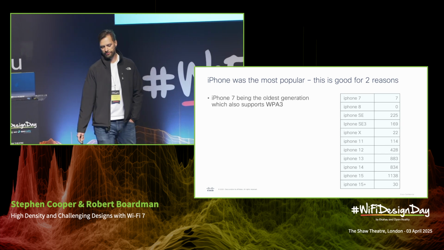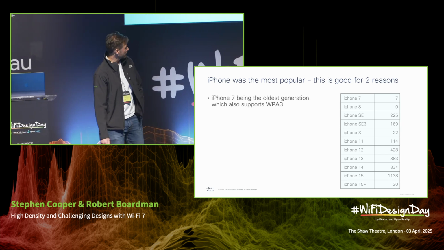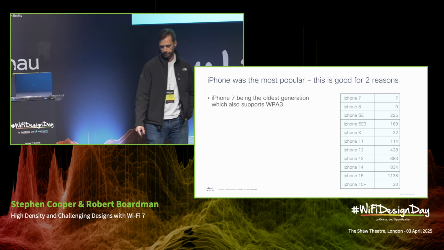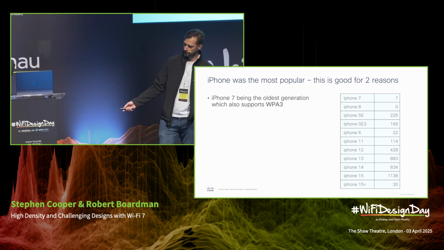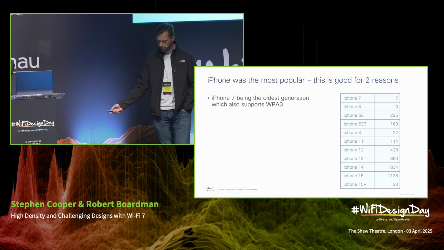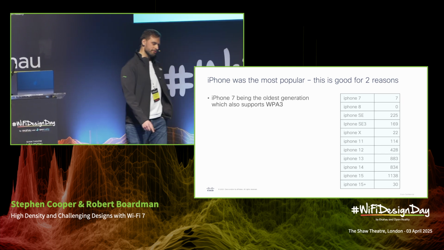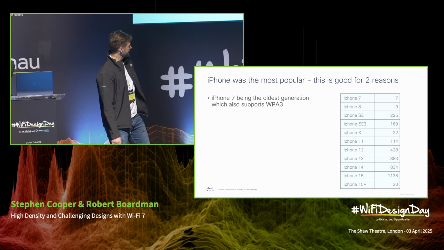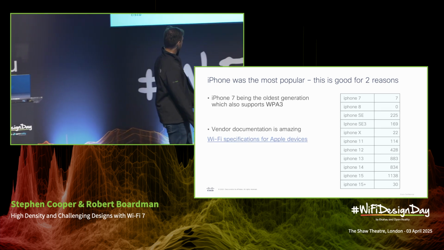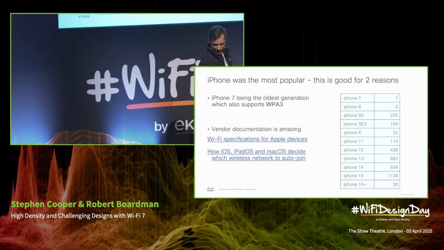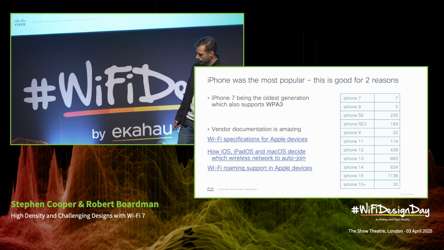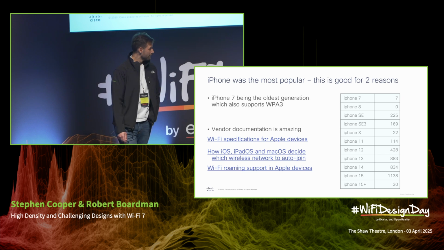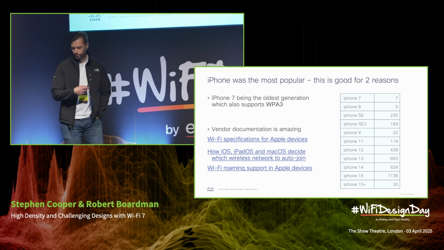iPhone 7 was the lowest generation that we have seen. The good thing about iPhone 7 is that this is the oldest iPhone that already supports WPA3, so that gives us more confidence that WPA3 is no longer a problem. There's another good reason why it's good to have Apple as one of the most popular client devices. Their documentation is amazing. They tell you exactly what the selection process is, exactly when they roam, exactly when they look for a better AP, right? So if you haven't checked out those documents, please do.